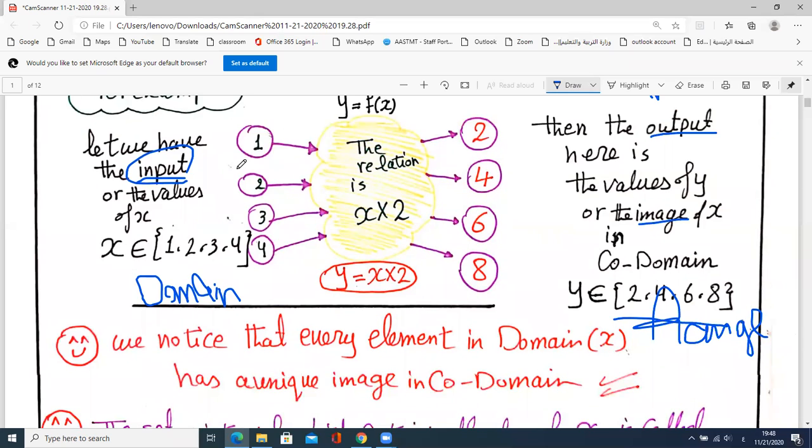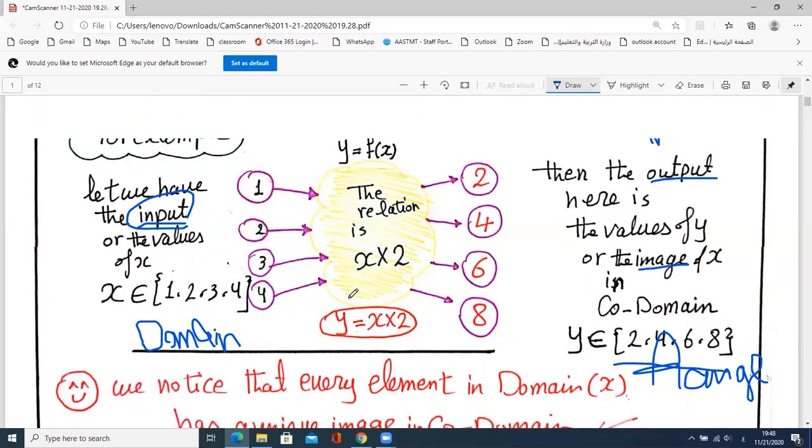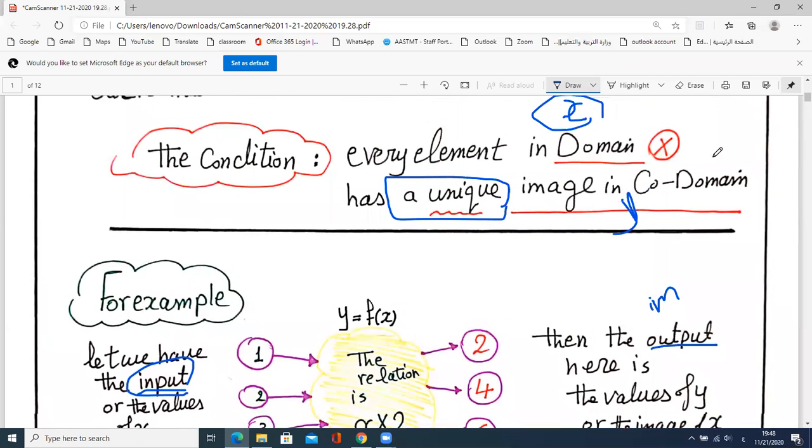We notice that every element in domain, every element of x, 1, 2, 3, 4, has a unique image in codomain. We notice that every value of x gives only one solution in y. Okay? Which is the condition of the function that every element in domain has a unique image in codomain.